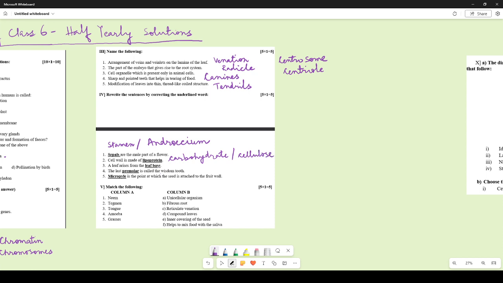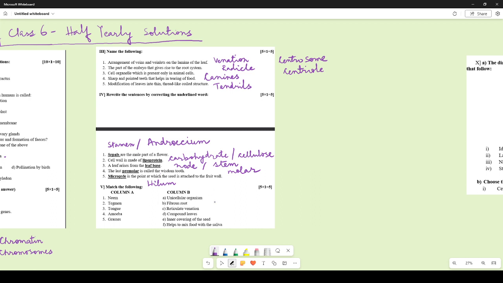A leaf arises from the leaf base. No, many of you have written that leaf arises from a petiole. No, it is absolutely wrong. The leaf arises from a node, or if someone has written stem, I have given them marks. The last premolar is called the wisdom tooth. No, the last molar is called the wisdom tooth. Micropyle is the point. Many of you wrote endocarp. No, it is not the point at which the seed is attached to the fruit wall. The point is hilum.